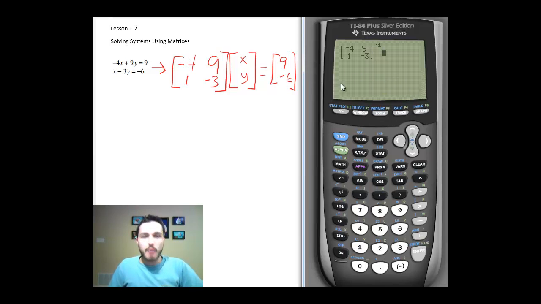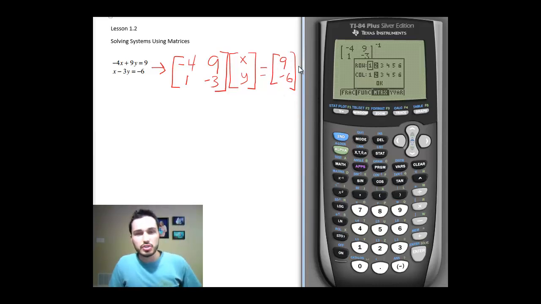So now we can put in our second matrix, the 9, -6. So once again, hit alpha, green button, and zoom. Only this time, we're not making a 2 by 2 matrix. When we look at this matrix, it has 2 rows. The 9 is a row, the -6 is a row, and it's in one column. So, as I said earlier, sometimes we have 2 by 2, sometimes we have 2 by 1. This second matrix, the column is always 1. So select column 1, hit enter, and then go down to OK and hit enter.